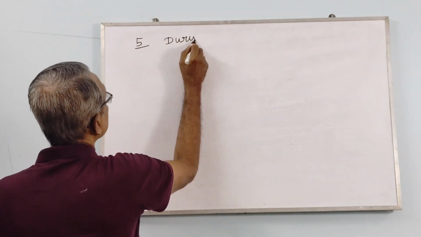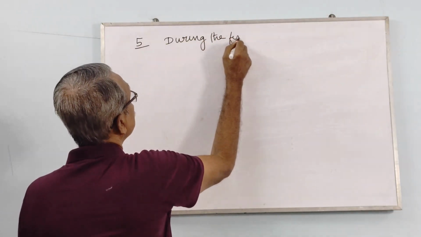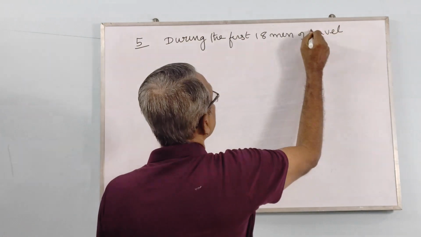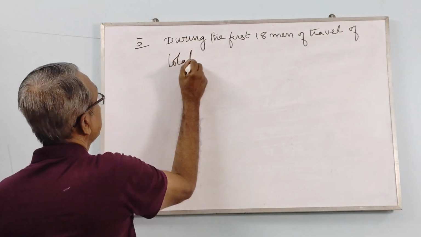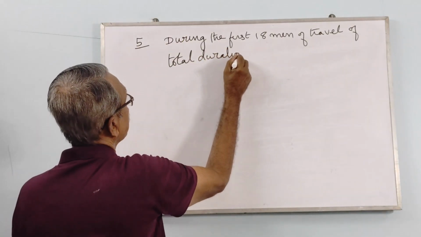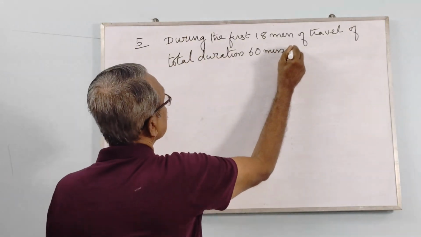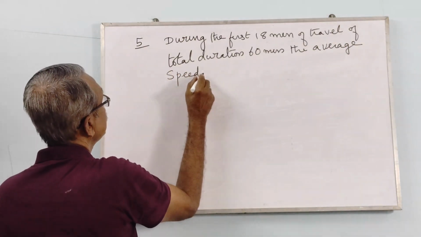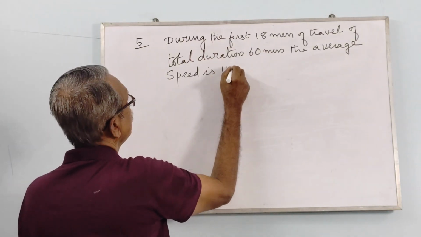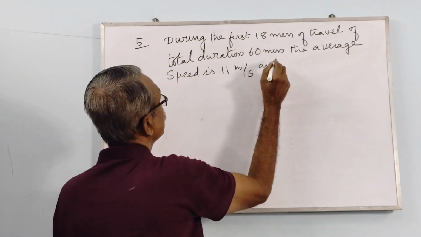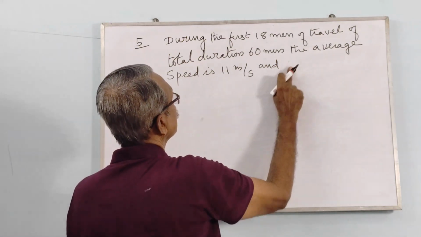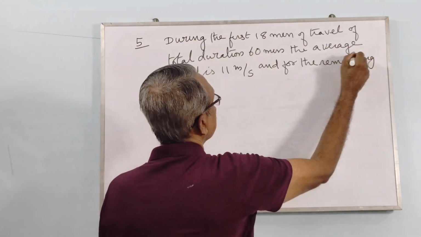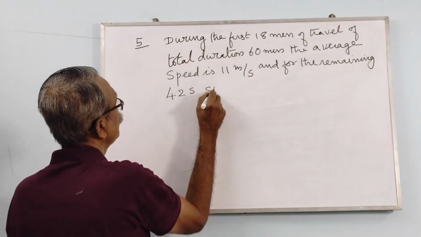During the first 18 minutes of travel of total duration (60 minutes), the average speed is 11 meter per second, and for the remaining 42 minutes, speed is V.